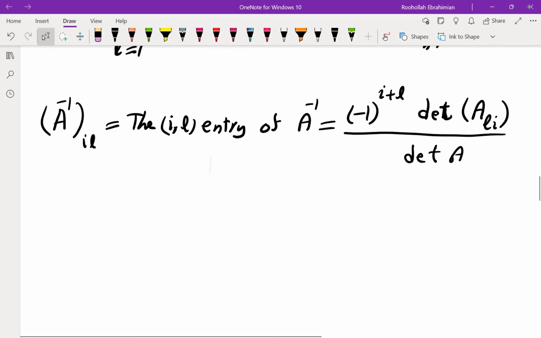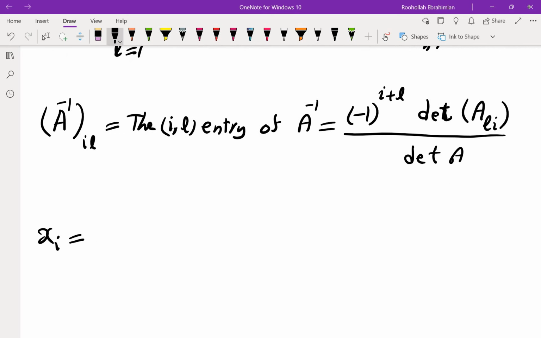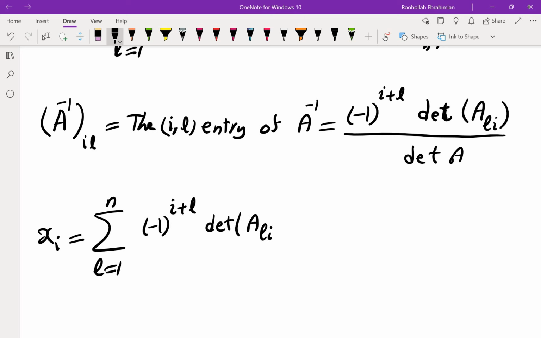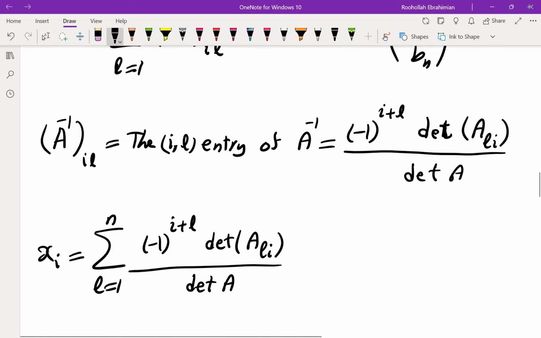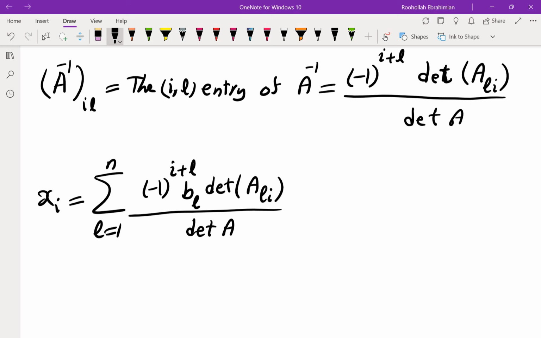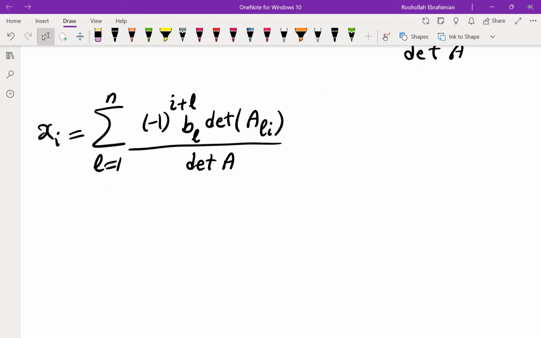If we take that and plug it in there, we get xi equals the sum l equals 1 to n of (-1) to the power of i plus l, determinant of A li divided by determinant of A, and then I'll have to multiply that by bl. I'll put the bl right here. If you think about this one, this is basically a cofactor expansion along the ith column.